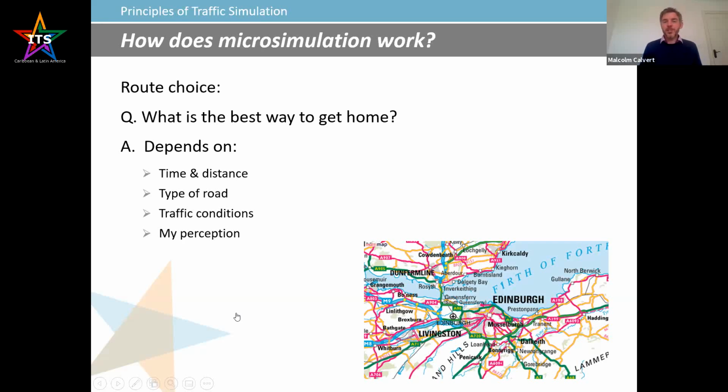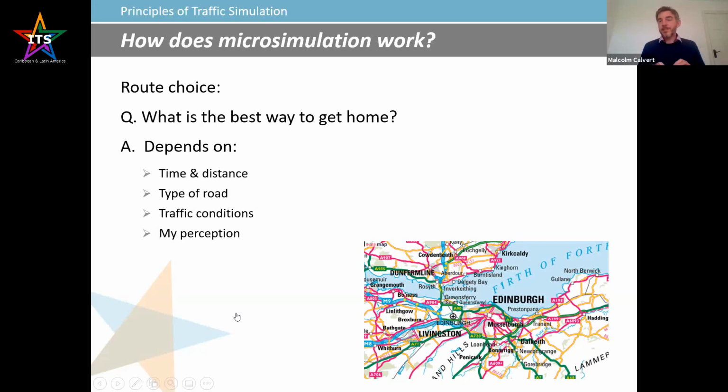We'll be thinking essentially those vehicles will be trying to choose the best option for them to get to their destination. And that option will depend on a variety of different things. It will depend on the time it takes to get to the destination and the distance. And those are things that are calculated within the traffic simulation.